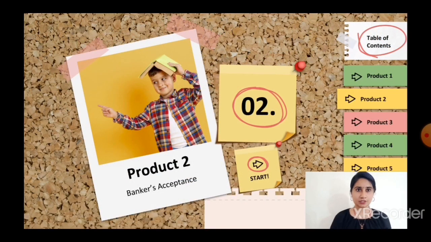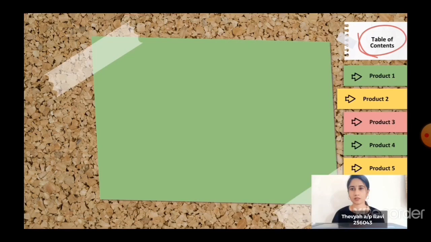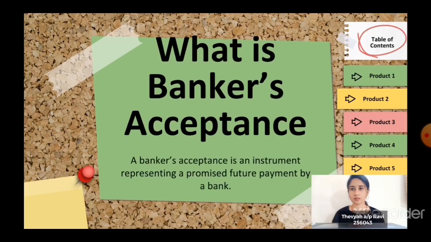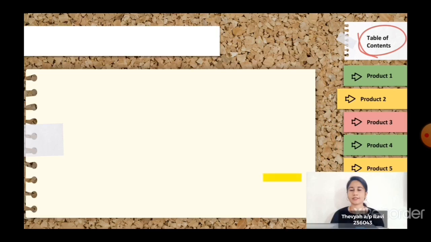Now I'm going to present product 2, which is banker's acceptance. What is banker's acceptance? Banker's acceptance means an instrument representing a promise for future payment by a bank.